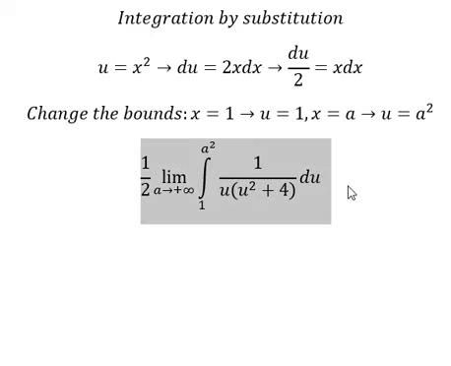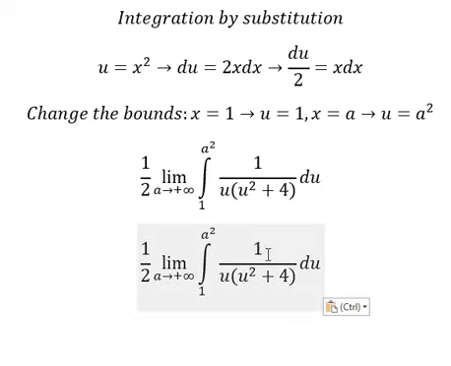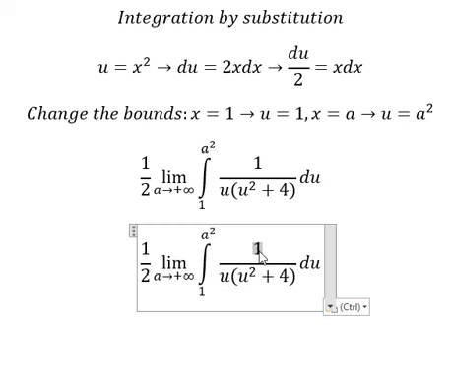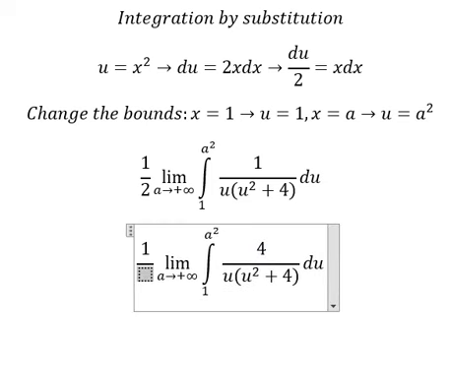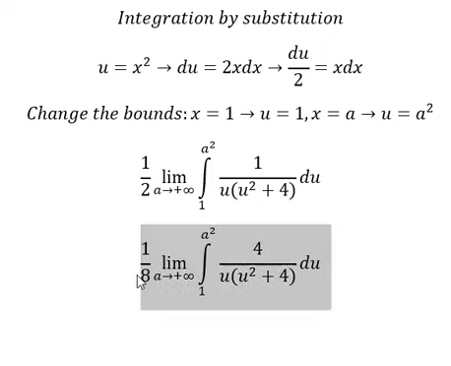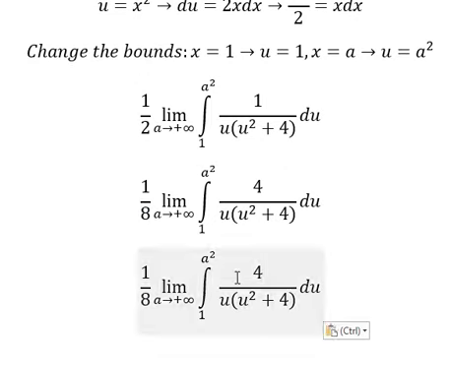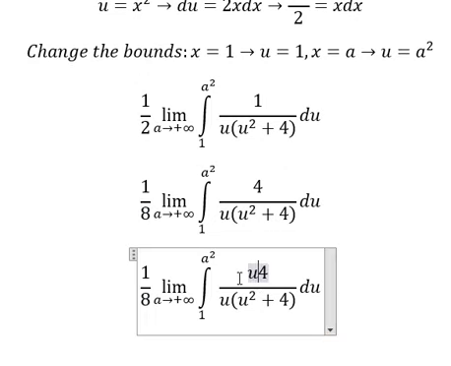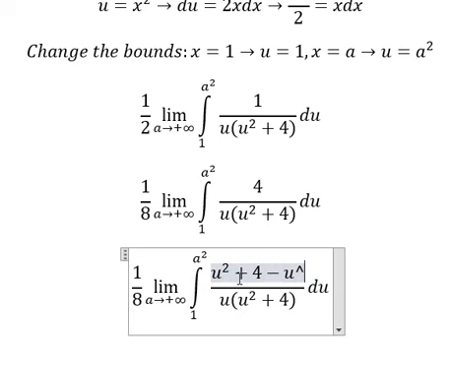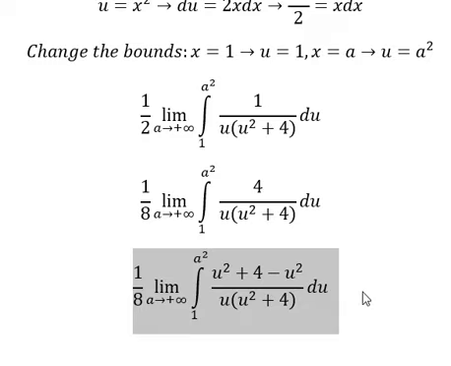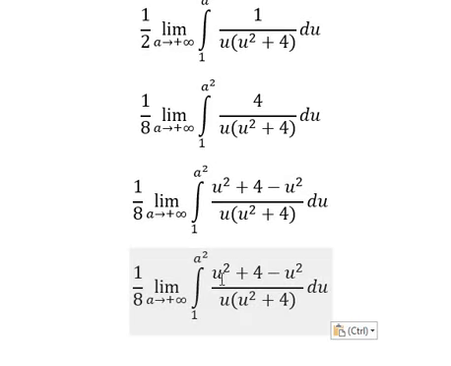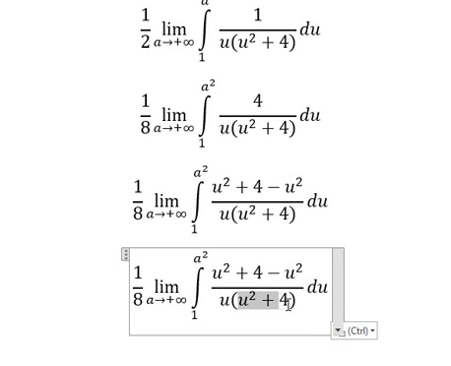Next, we multiply by number 4 on the numerator and denominator. For 4 with number 2 we have number 8. The next one we need to add u squared. After that we need to subtract u squared. So this one divided by this one, we have 1, u squared divided by u. We have u.